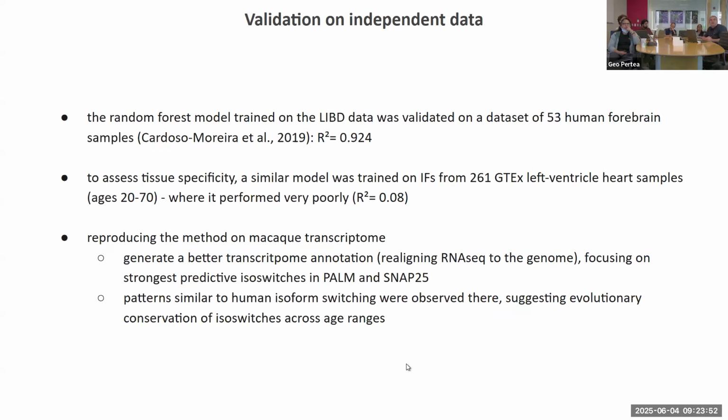Now, they also tried reproducing the method on the macaque transcriptome, but there was a difficulty here, of course, in terms of transcript annotation and genome annotation for this species, so they actually rebuilt their own annotation in order to get a better input for the model. And they had to focus on some of the strongest predictive switches, which were found in two genes like PALM and SNAP25. And they did observe similar isoform switching patterns as in human, which suggested an evolutionary conservation of isoform switches across age ranges.